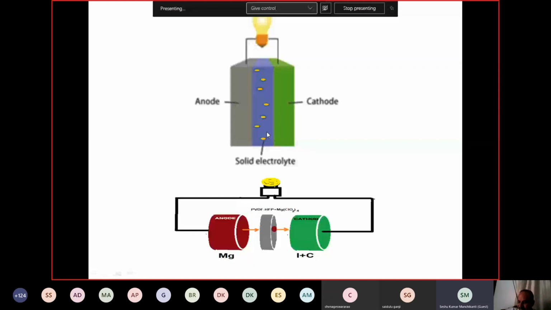Sir, I want you to please explain the mechanism by which these nanofillers increase the conductivity of these polymer electrolytes.